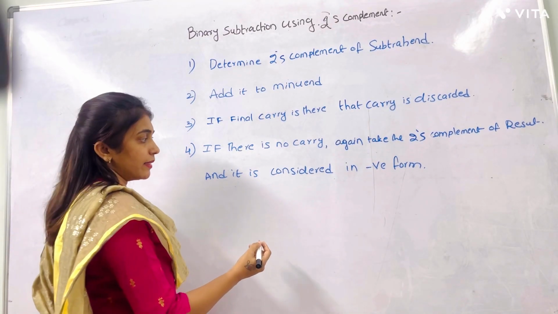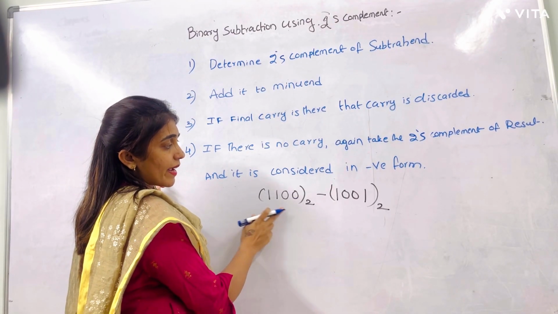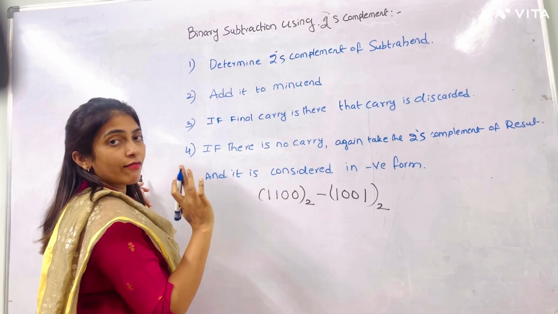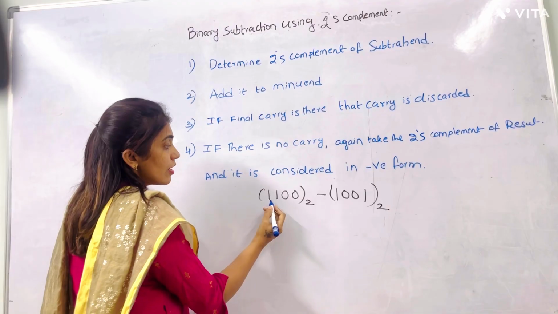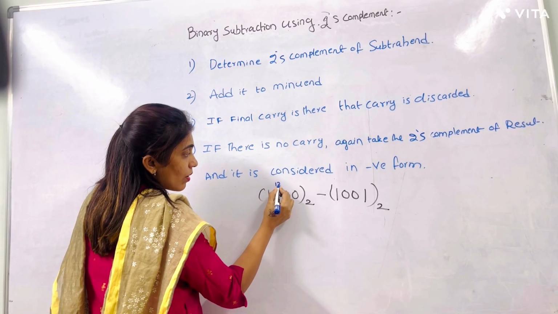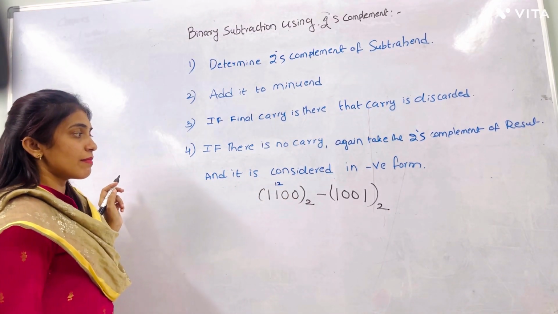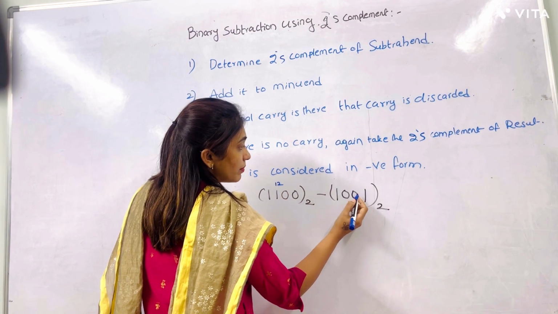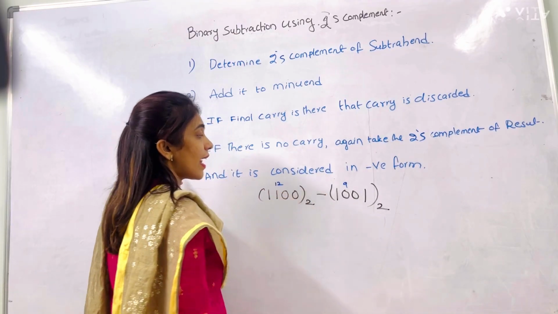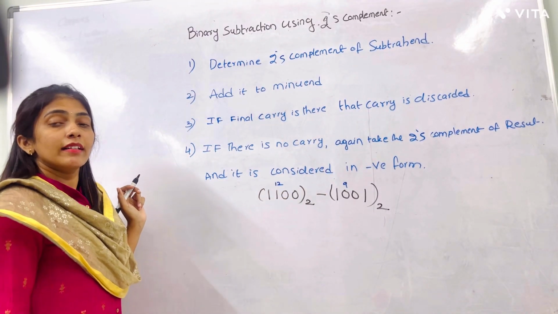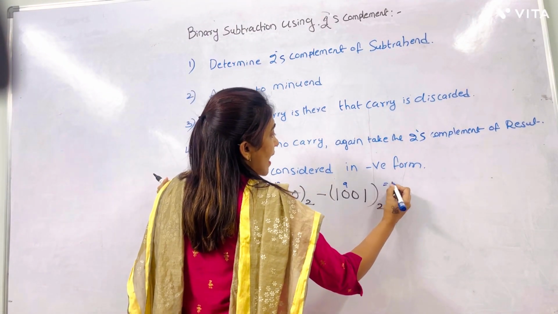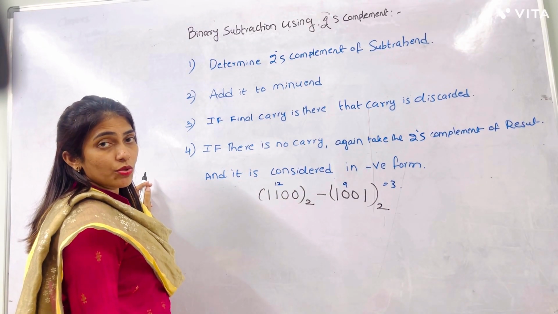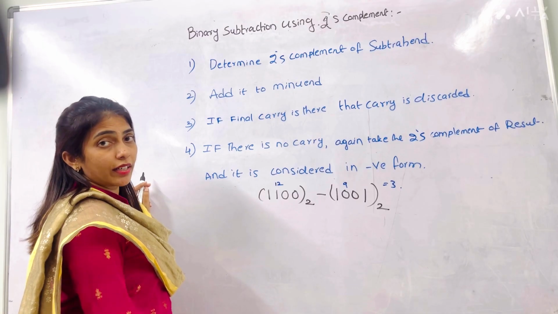We'll take one example: 1100 base 2 minus 1001 base 2. Let's see first decimal subtraction. 1100 binary form in decimal, answer is 12. 1001 binary form in decimal, answer 9. 12 minus 9, 3. So we'll get answer is 3. In binary subtraction using 2's complement also we should get 3.